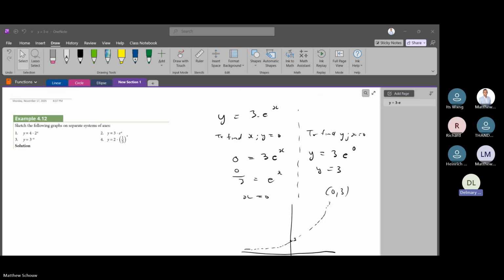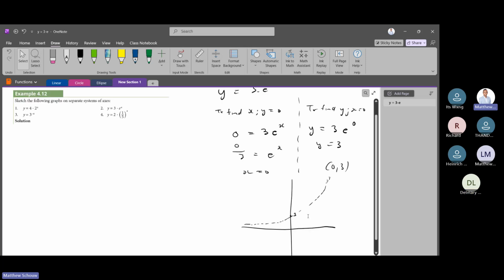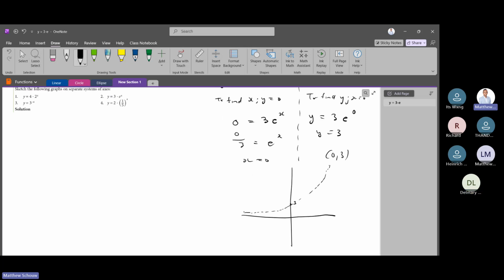It's not touching the x-axis. It doesn't touch it. The only intercept it has is that value over there. Are you with me? And that's always typically the case, unless there's a shift. So it's always like that. You'll cut once.